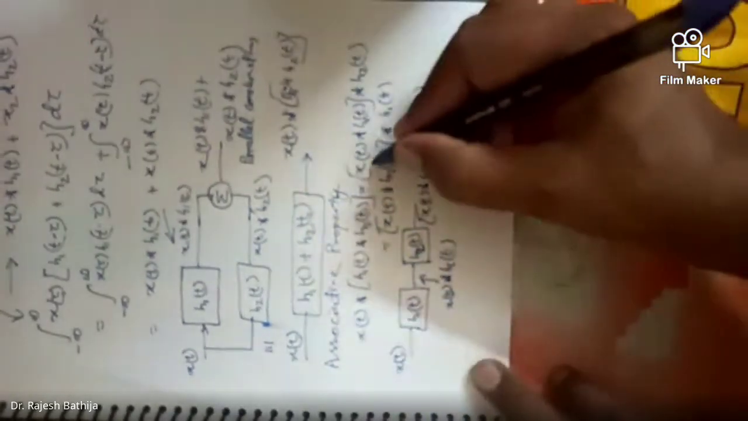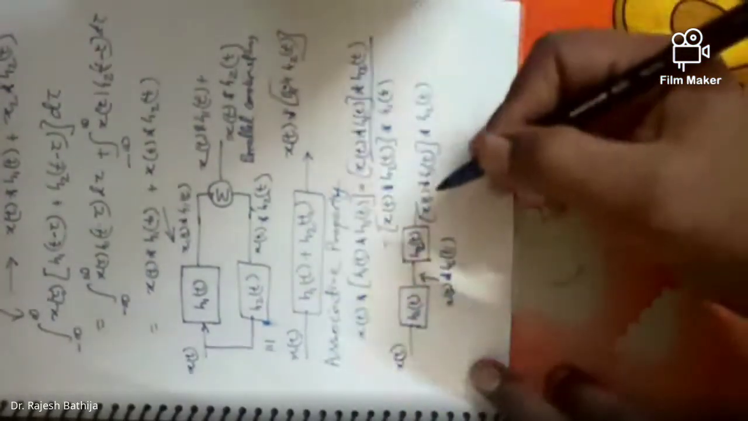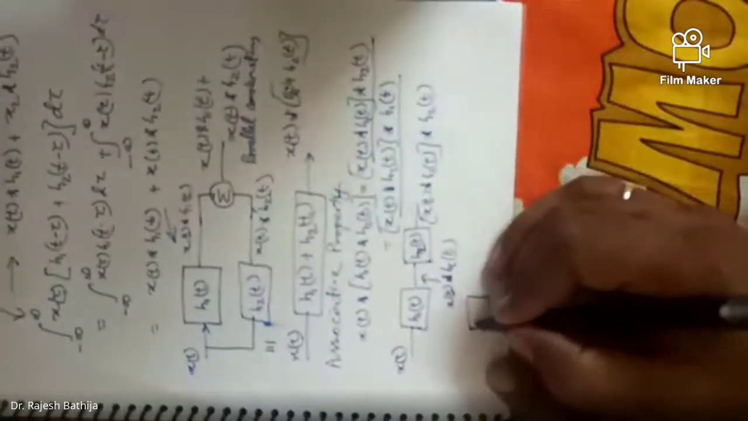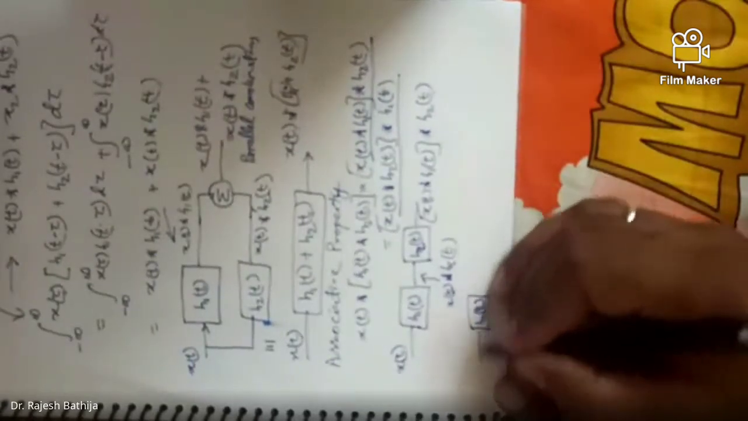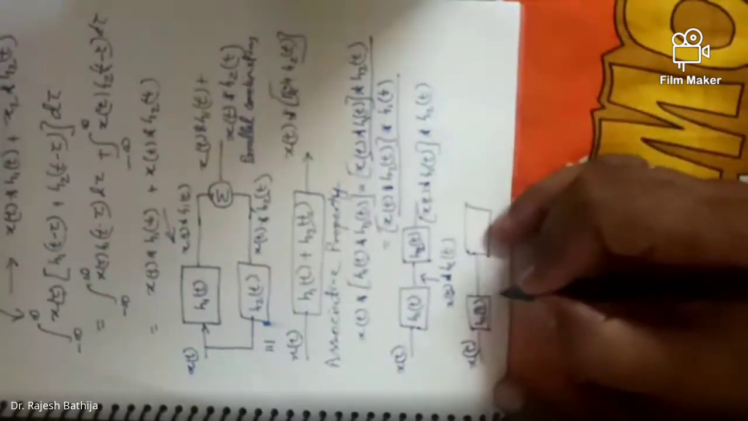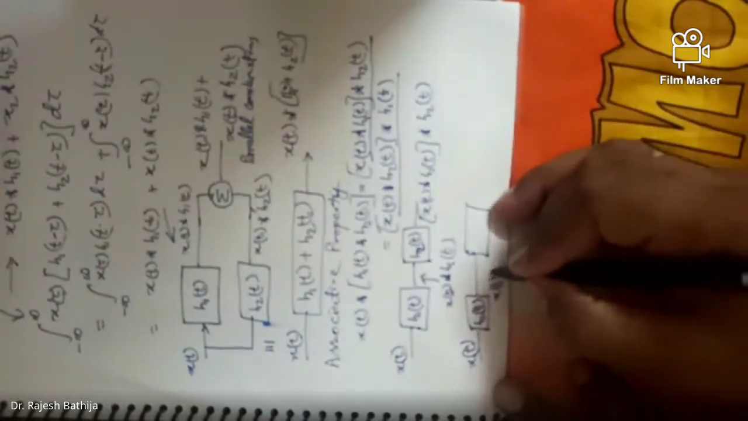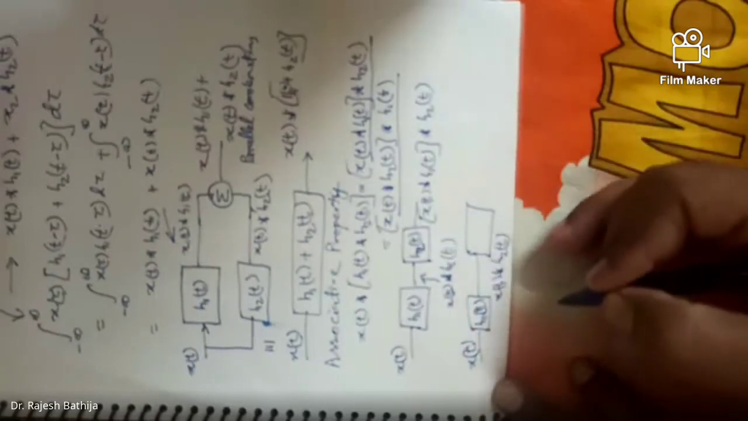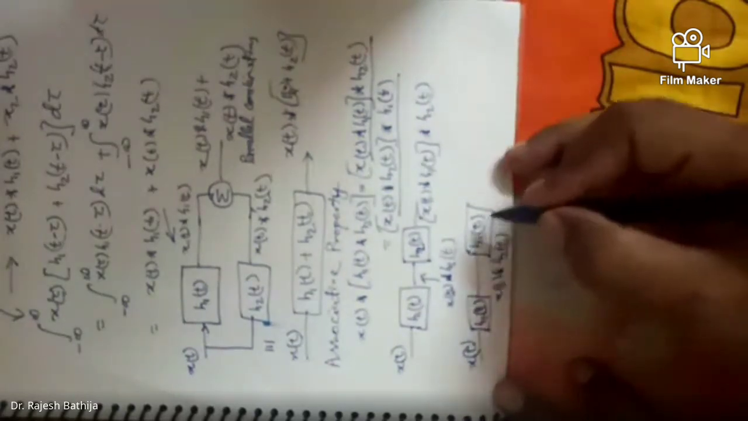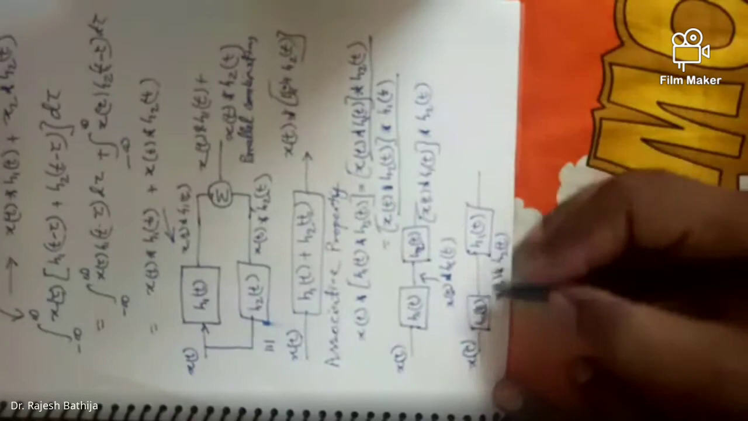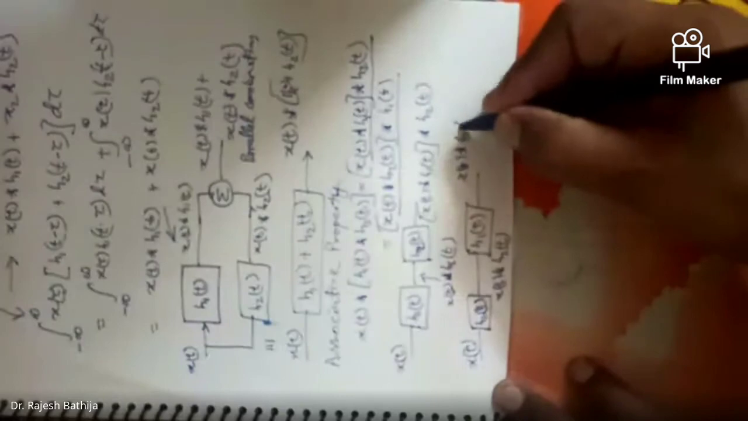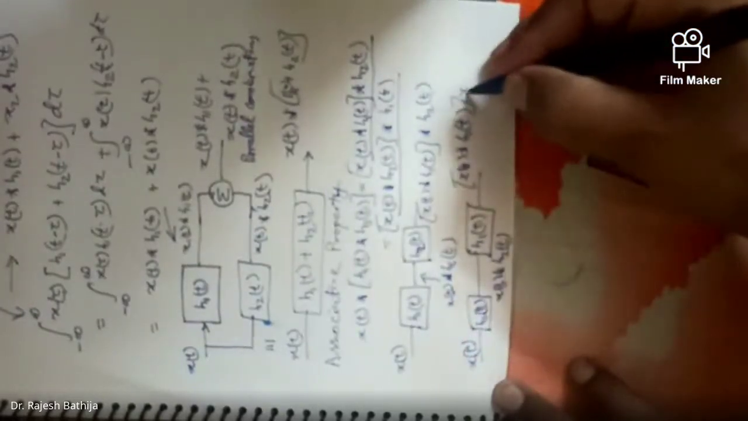So this is about this part. What about this underlying part? This underlying part says that we have h2(t) and input is x(t). Output of the first system is x(t) convolved with h2(t), and h1(t) is the impulse response of the second LTI system, whose input is this. So output will be x(t) convolved with h2(t) first, and then the result is convolved with h1(t).